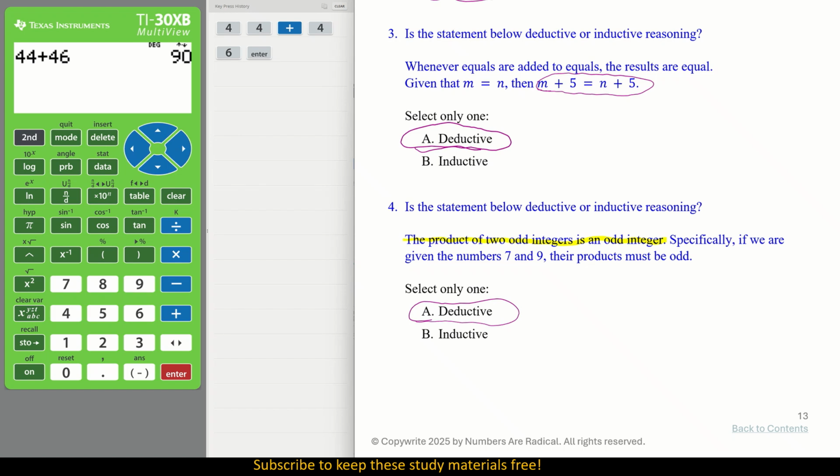You could say odd equals x and even equals y. And you could say x plus x equals 2x. That's basically what it's saying. So no, that doesn't jive. It couldn't be inductive, because here they give the 9, 7, and 9 as specific numbers. All right, so let's look at number 5.